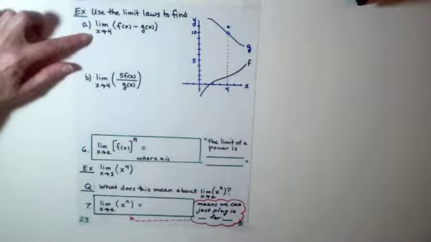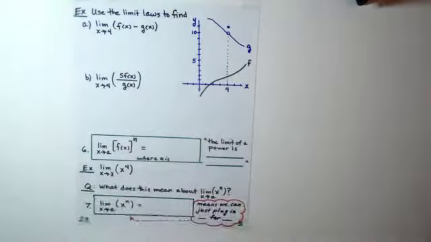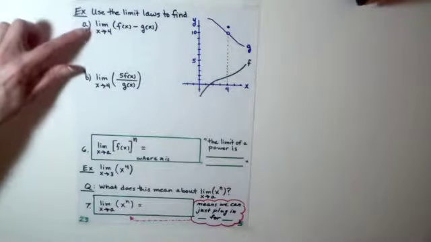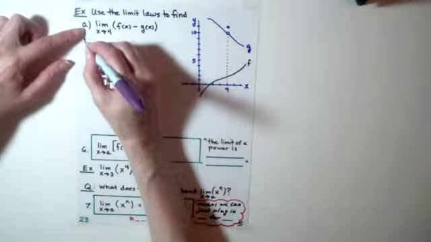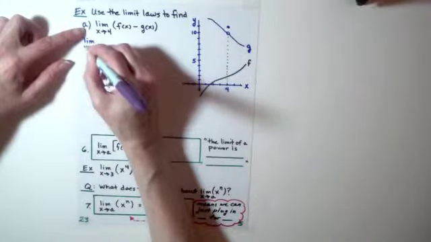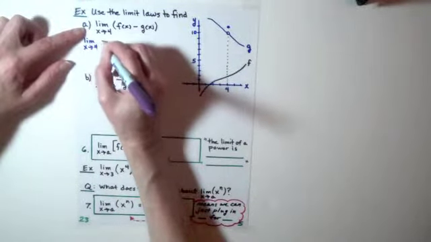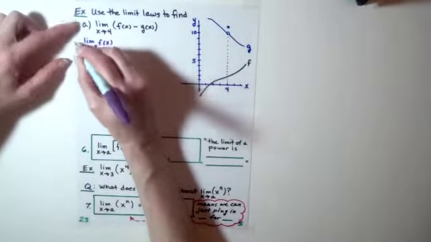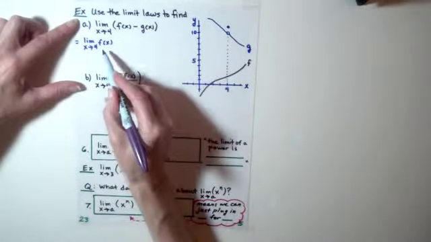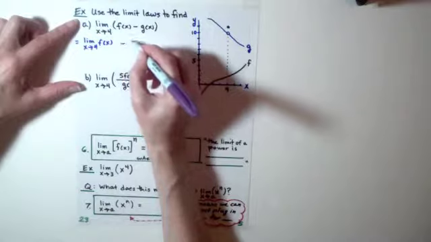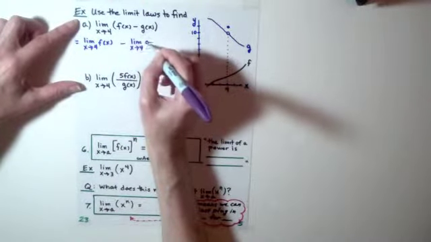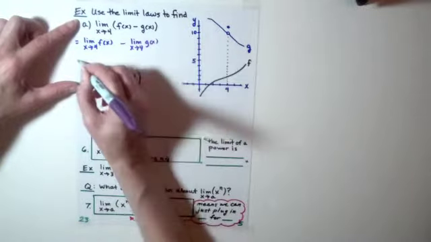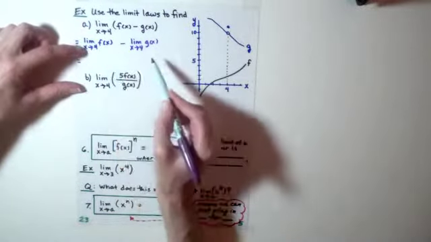If I want to find the limit as x approaches 4 of f of x minus g of x, remember that we are allowed to go ahead and break this up. We can use the difference limit law, and the limit of the difference is the same as the difference of the individual limits. So this would be equal to the limit as x approaches 4 of just f of x minus the limit as x approaches 4 of g of x. Well, the question becomes, can we find these individual limits?